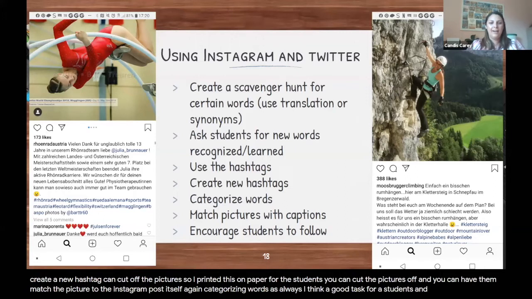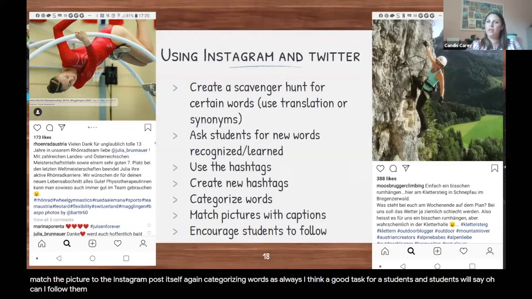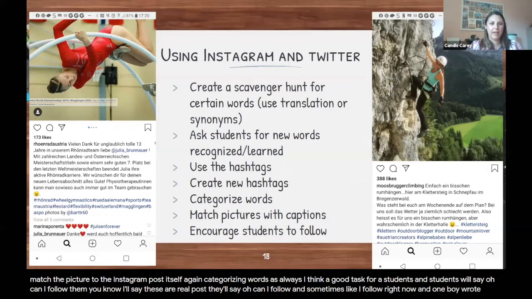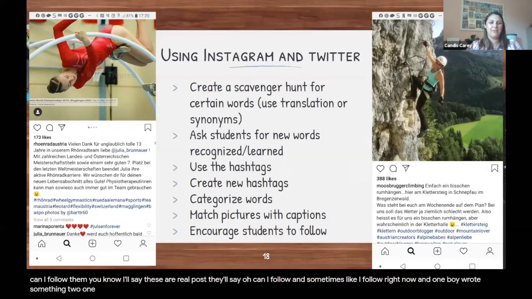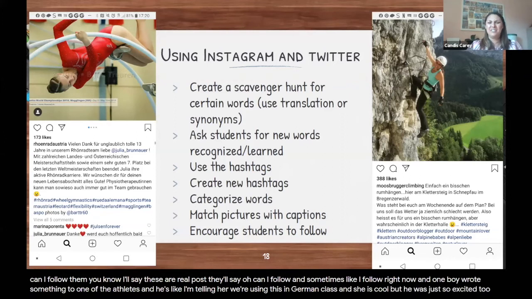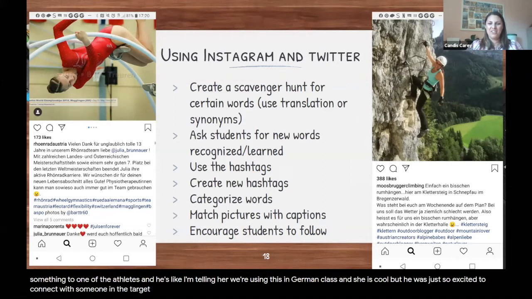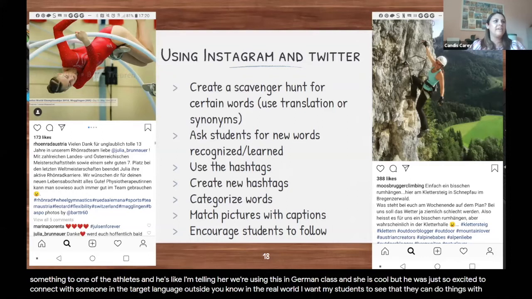And the students will say, oh, can I follow them? You know, I'll say these are real posts. And they'll say, oh, can I follow? And sometimes they're like, can I follow right now? And one boy wrote something to one of the athletes and he's like, I'm telling her we're using this in German class and she's cool. But he was just so excited to connect with someone in the target language outside, you know, in the real world. I want my students to see that they can do things with German that's not just in my classroom.